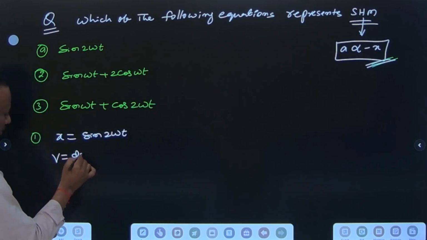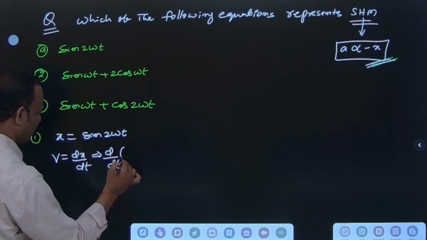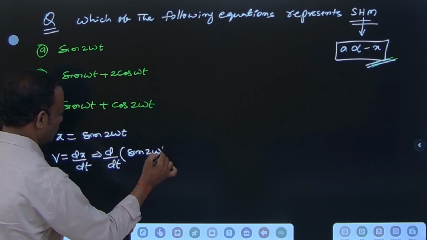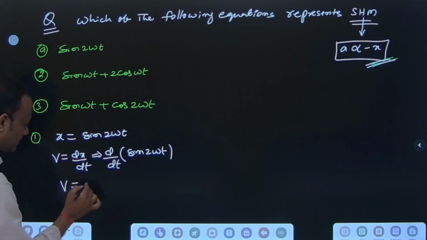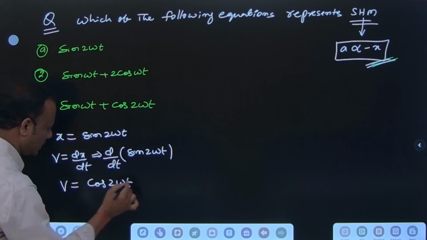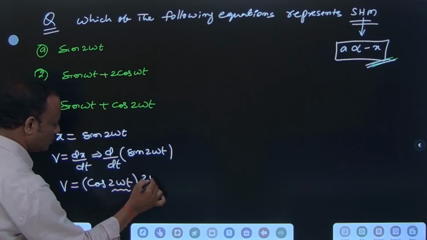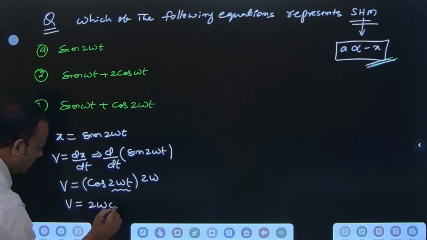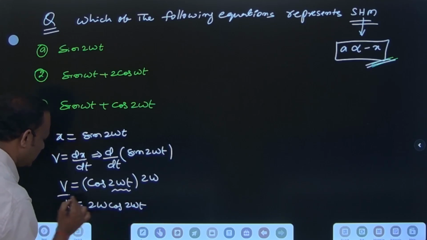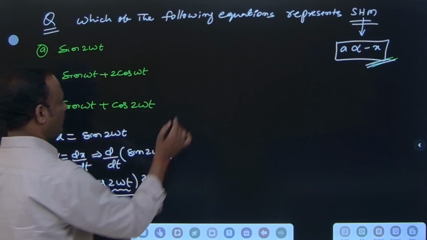First I'm finding v. V is equal to dx by dt, that is d by dt of sin 2 omega t. Differentiation of sin is cos 2 omega t. Again, differentiation of 2 omega t is 2 omega. So V is equal to 2 omega cos 2 omega t, which is the velocity.